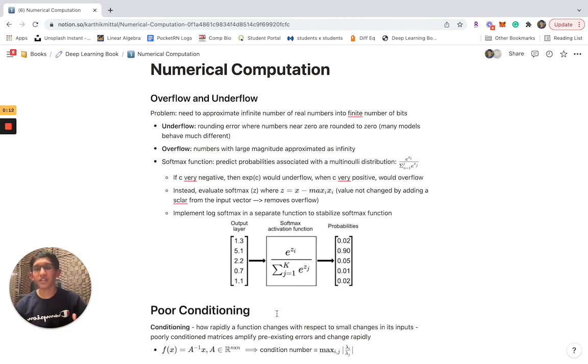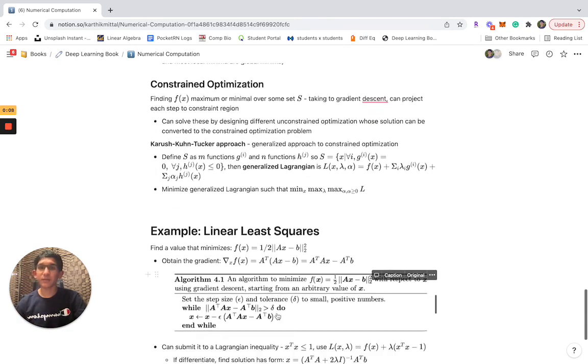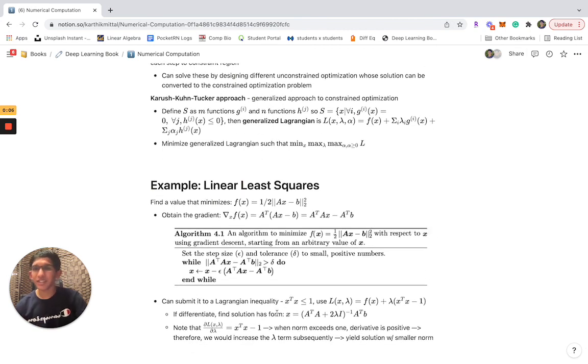In this book, I also found a lot of other things, like Jacobian and Hessian matrices, constrained optimization, and linear least squares. I'll be going over that in a later lecture.